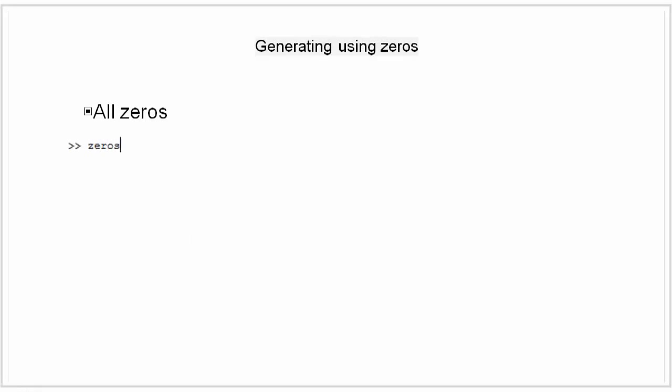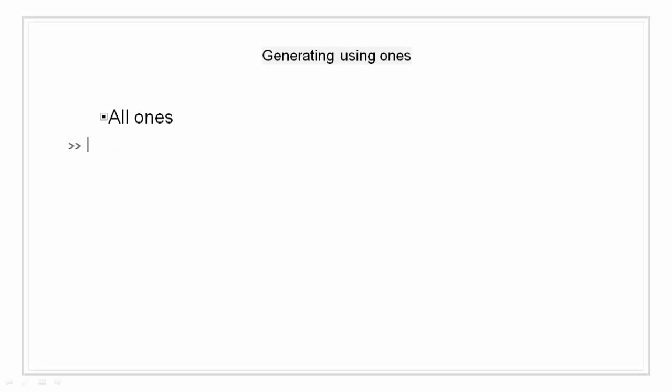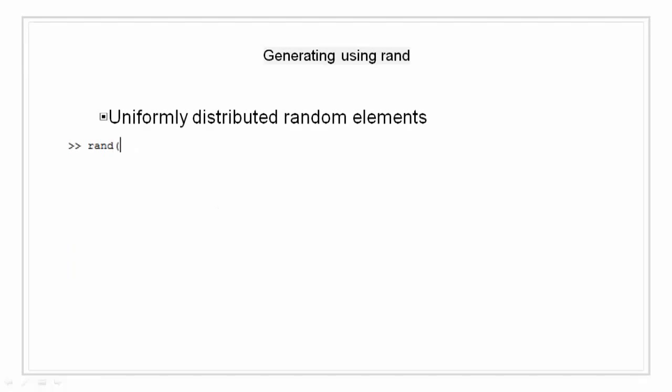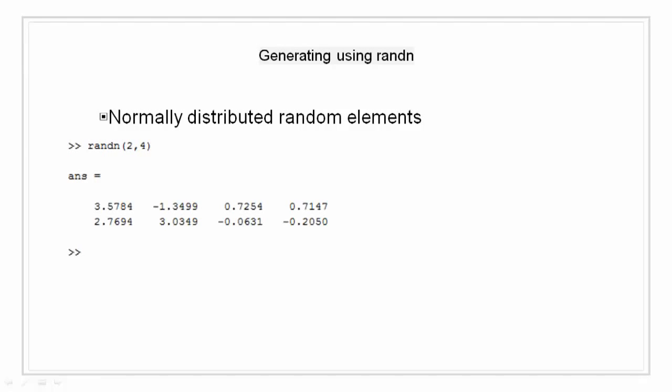Here is an example to demonstrate generation of a matrix using zeros. Here is another example that demonstrates generation of a matrix using ones. Here is an example that demonstrates generation of a matrix using the rand function that gives uniformly distributed random elements. And finally, we have the randn function that generates matrices based on normal distribution.